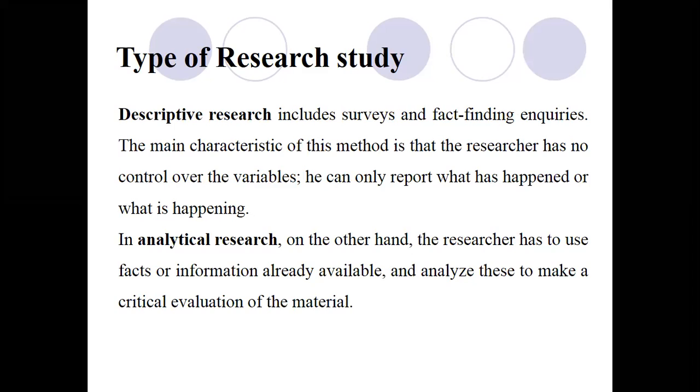In descriptive research studies, usually we include different types of facts, figures, inquiries and surveys. The main property of a descriptive research study is that the researcher has no control over the variables. The researcher can only generate the report, or you can say gather the data about what is happening, what will happen, how it happens, and which factors are involved. He cannot change the variables.